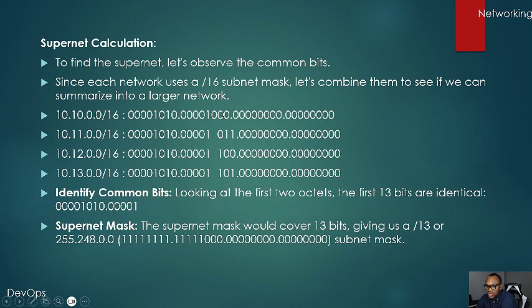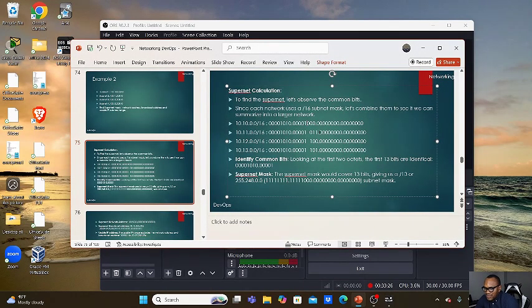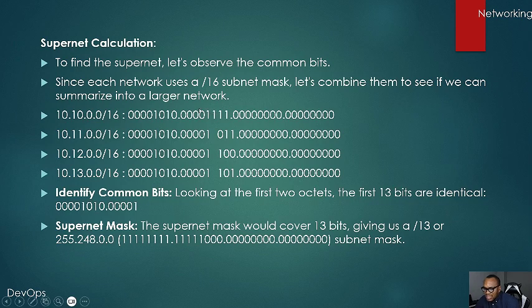Your broadcast address will be: turn everything to 1 from here. So the last octet will be 255. And if this one becomes 111, find the decimal of that. This is 1 plus 2 plus 4 plus 8. That will give you 15. So you have 10.15.0.0. That will give you your broadcast address.